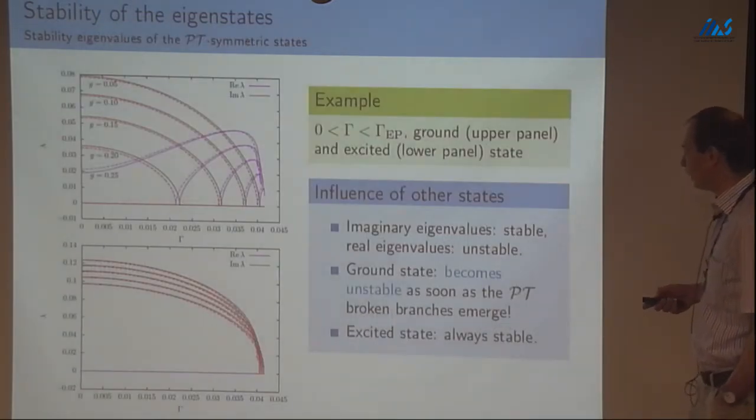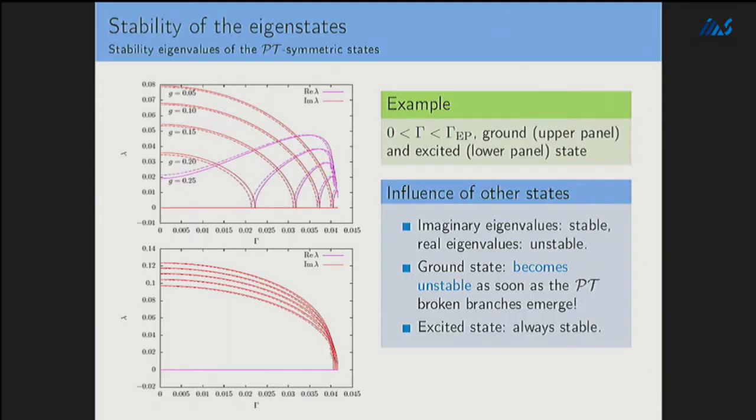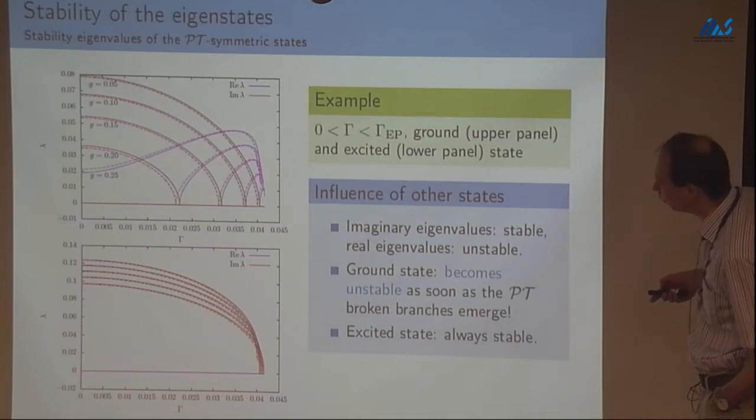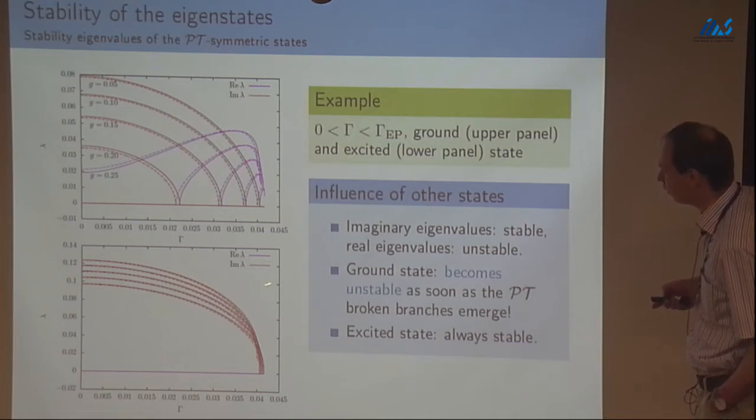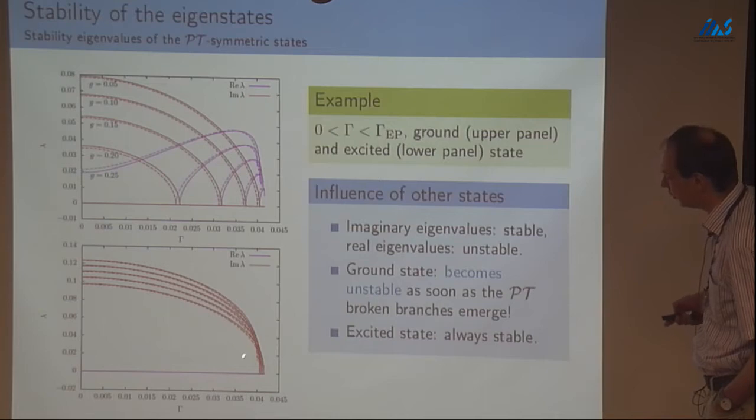So let us look at the solutions we find here for the ground and excited states. Let us look first at the excited state. That's the lower panel because that's the more boring one. We find that all eigenvalues, as long as this state exists, are purely imaginary. So that's the case we consider to be stable. So the excited state is stable until approximately it vanishes. This is not exactly the point where it vanishes.